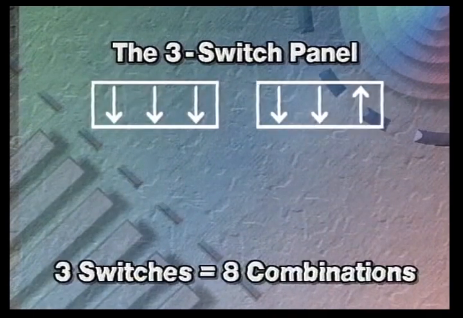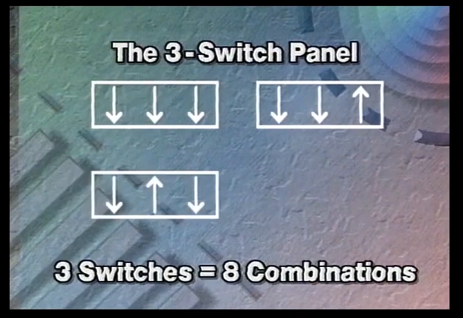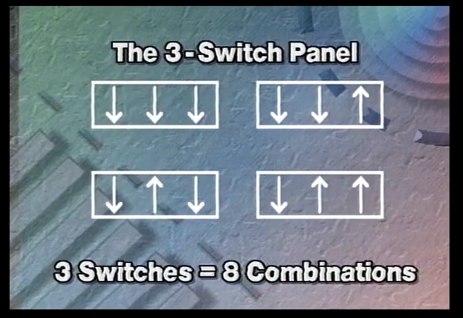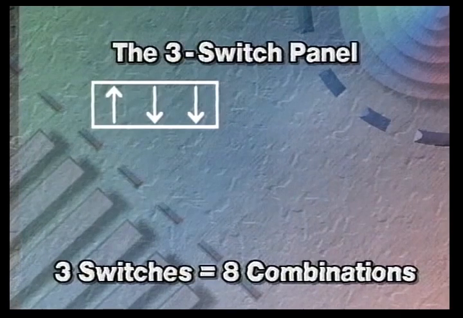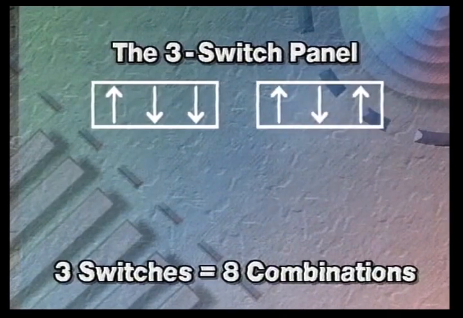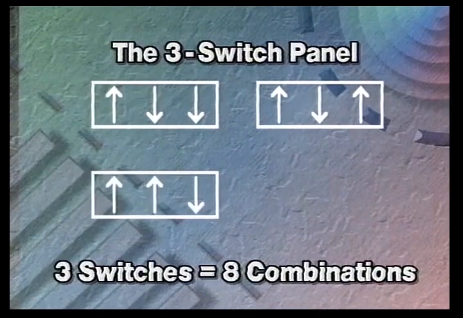Or you could have this one on, and the next 2 off. Or you could have this one off, this one on in the middle, and this one off on the edge. Or you could have these 2 on and this one off. So we could have this one off and this one off and this one on. Or we could have this one on, this one off, this one on. Or you could have this one off and this one on and this one on. Or they could all be on.